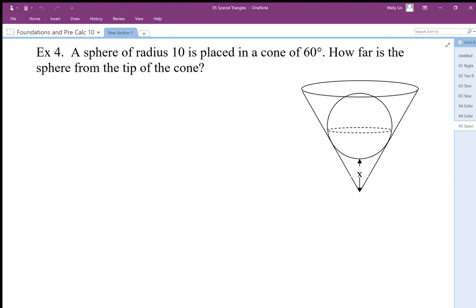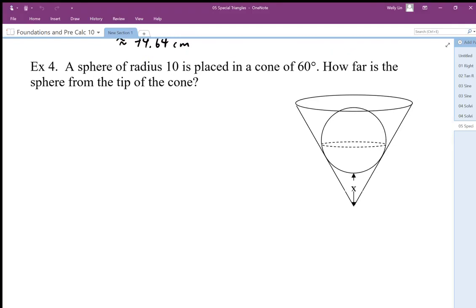This is another problem that involves a 3D figure, so we have to make sure that we can visualize this in 3 dimensions. The other thing about this problem is that we have a sphere that's placed inside this cone, and it's a 60-degree cone, so it means that this top angle is 60 degrees. So this is essentially an equilateral triangle, and we want to know how far the tip of the cone is from the bottom of that sphere.